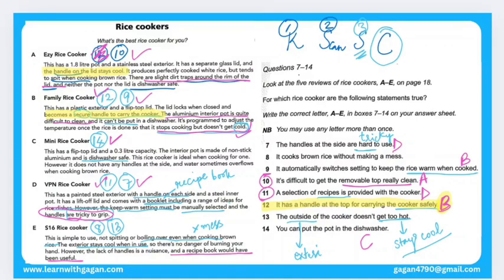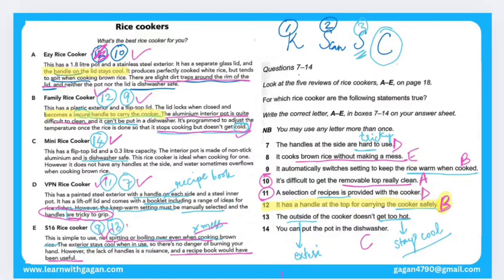Now for number 8. Number 8 is it cooks brown rice without making a mess. Yes, in 1 or 2 cookers they mentioned that it does make a mess while boiling brown rice. So in S16 rice cooker it says not spitting or boiling over even when cooking brown rice. So no mess. So number 8 works for E.